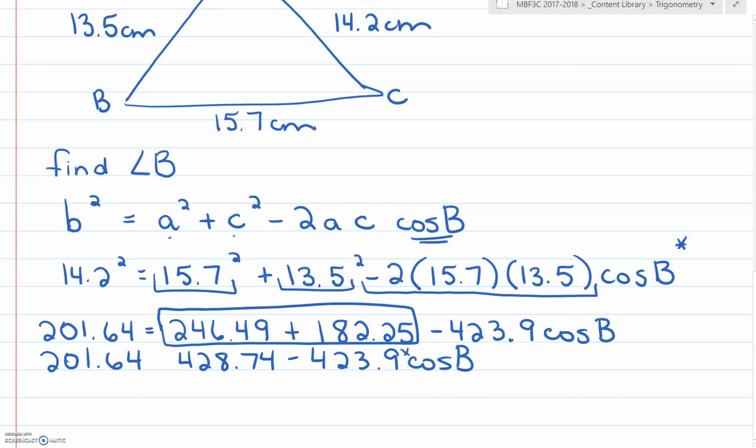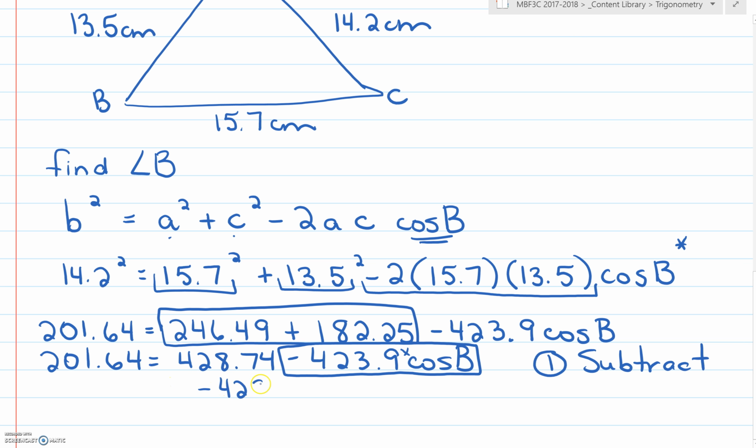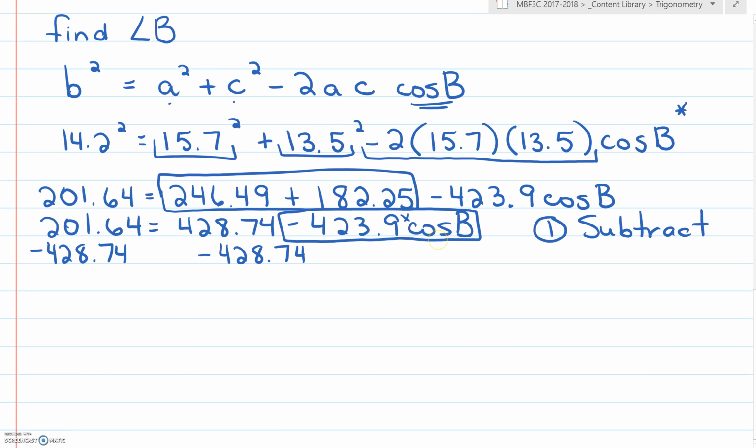So now there's no more math to be done. You can't do anything on the left side. You can't do anything on the right side, but you still need to find cos of B. So put a box around all of what's with cos of B. And remember that the first step is to subtract. Always. It's always the same. Once you get to this spot, you subtract. But subtract what? You want to get rid of 428.74. And to cancel out a plus 428.74, we have to subtract 428.74 on both sides.